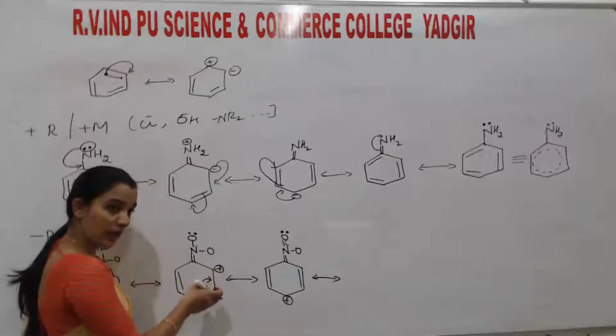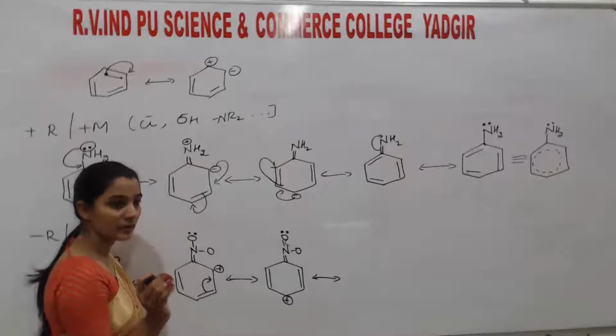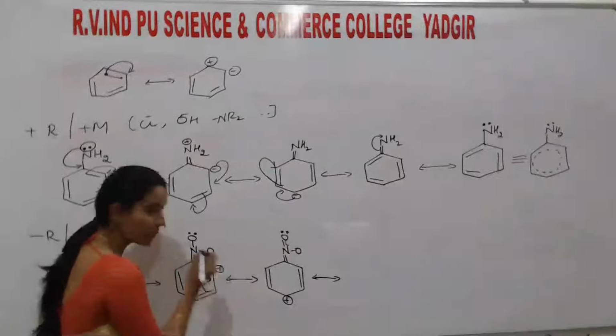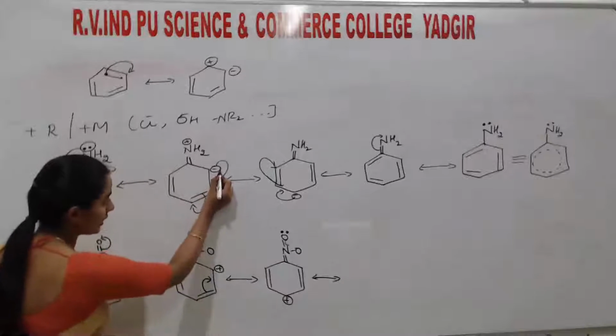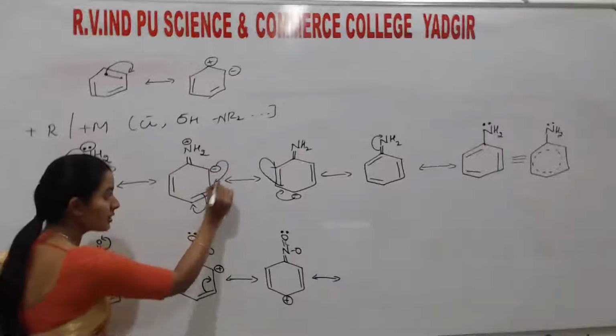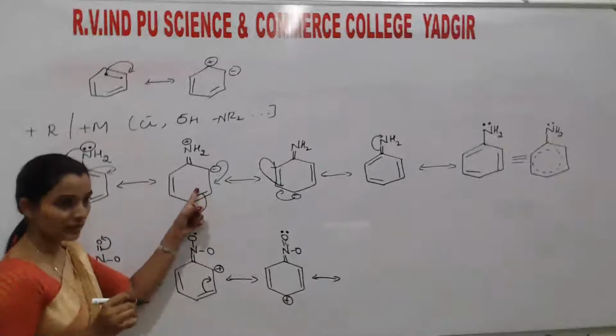Because here already electron is less. Movement of electron takes place, not proton. This plus represents what? Proton. Here why I consider this one means because these electrons are going to be involved in the resonance.